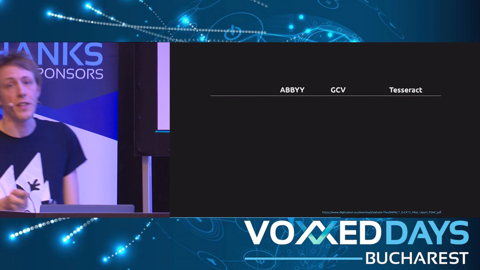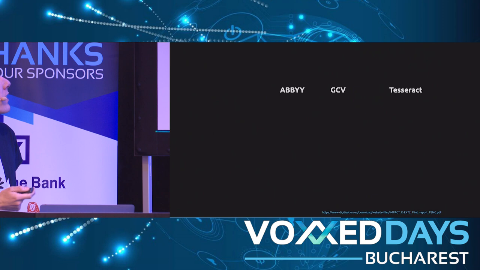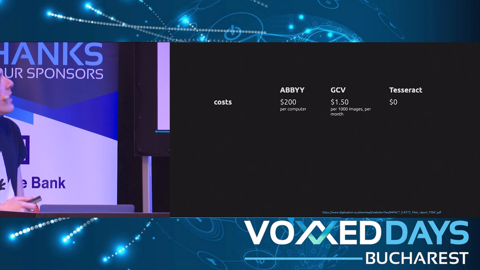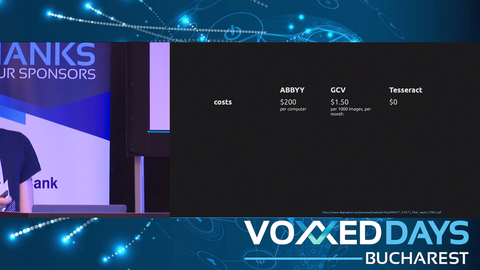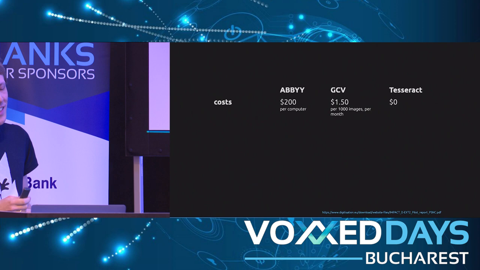I've created a small table to compare the three products. So Abbyy is at the left, Google Cloud is in the middle, Tesseract on the right. So the costs, always important. Well, Tesseract is open source, so it won't cost you anything, so no problem to play around with it. Abbyy is a single user license of $200, so if your company has 100 employees, that will cost you $20,000. And Google Cloud Vision, well, the first 1,000 requests are free, so you can try for 1,000 times. And after that, you have to pay $1.50 per 1,000 images per month.